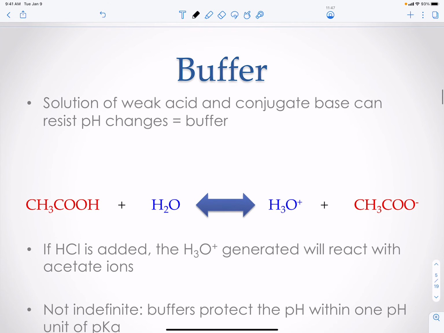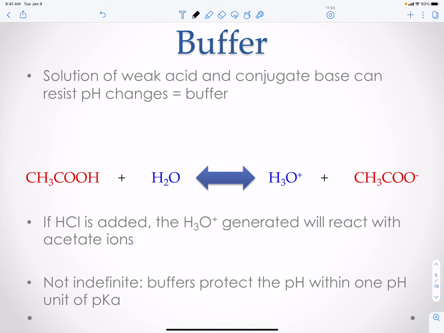Okay, so now let's talk a little bit about our buffers. So our buffers are going to be solutions of weak acid and their conjugate bases, and these are going to resist a pH change ±1 of their pKa, basically. Keep in mind that there are some rules. So the greater the concentration of the conjugate acid and the conjugate base, the greater the buffering capability. But it's not limitless.